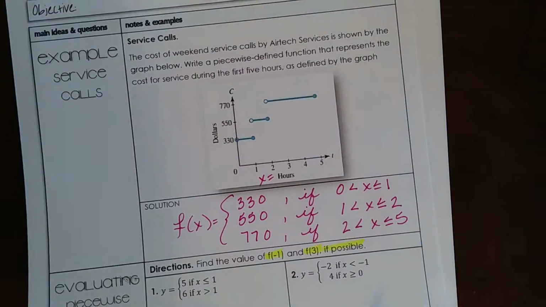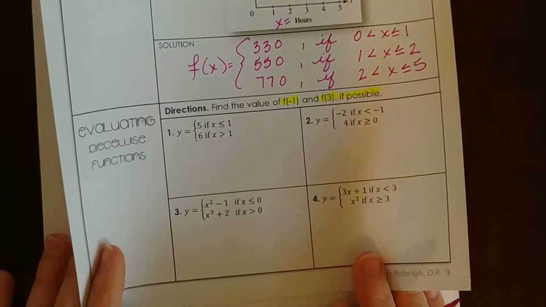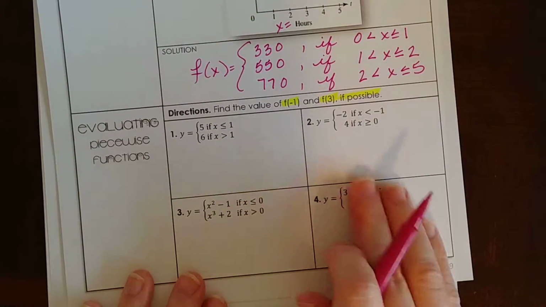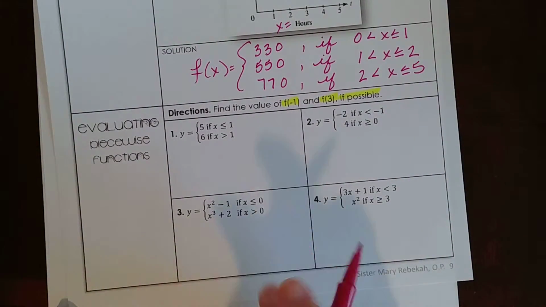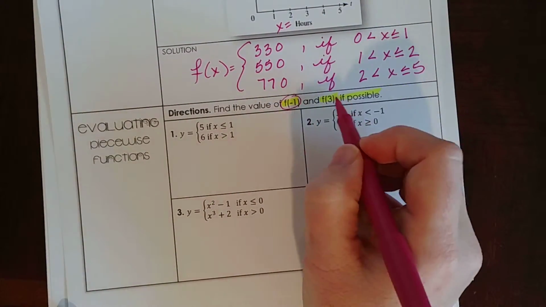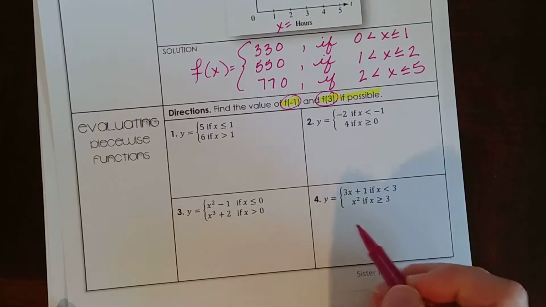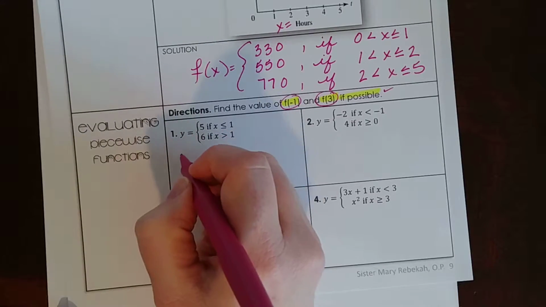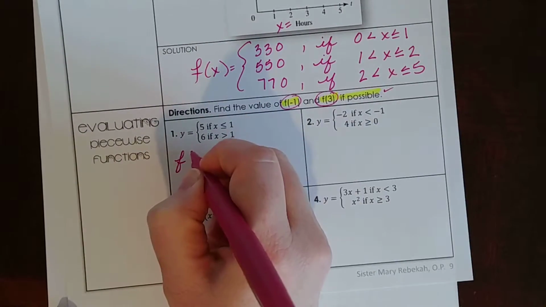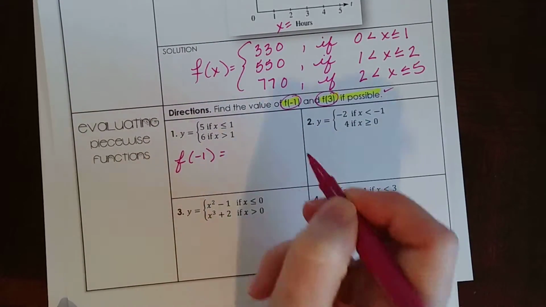Finally, we're going to talk about evaluating these functions. So here we're given two-way piecewise functions. We're given 4 of them, and we're asked to evaluate f of -1 and f of 3 for each of them. Of course, that's if it's possible. So let's look at number 1. What would be f of -1?